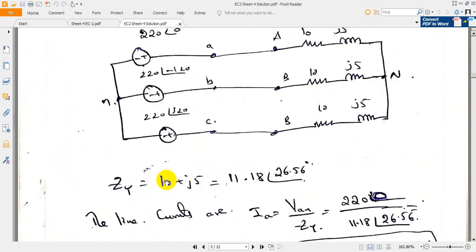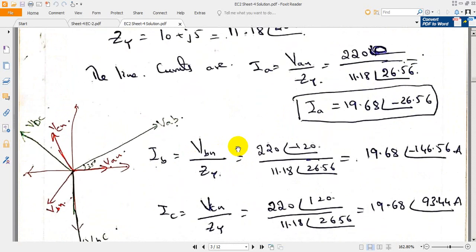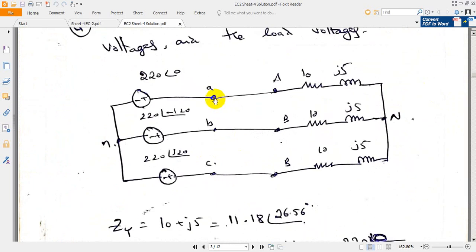Now the next thing, what do we need to calculate? Find the line currents and also the line voltages and also the load voltages. Line currents we have evaluated. Now we need to calculate the line voltages. Line voltages means voltage across two lines. It means between VAB, VBC and VAC.